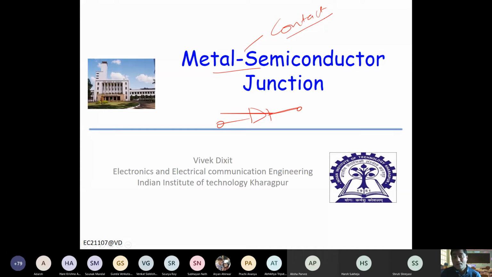Now, we want this contact to be ohmic. There are two types of contact: ohmic contact and rectifying contact. For ohmic contact, the VI relation is like this. Whether you apply positive voltage or negative voltage, the slope is the same and it passes through the origin.